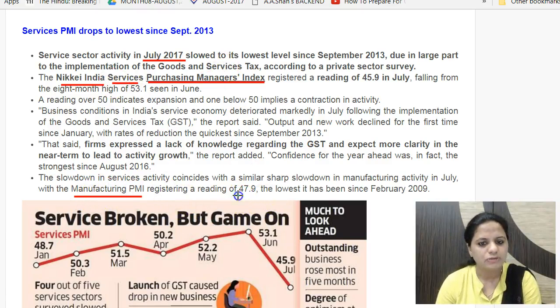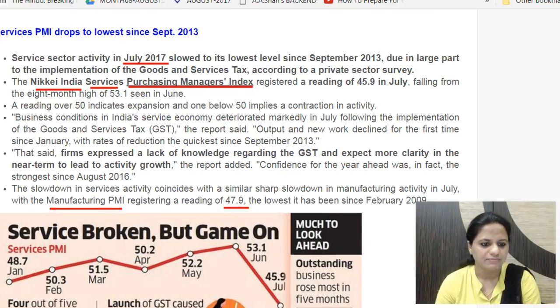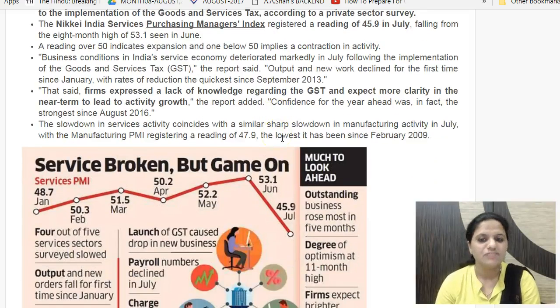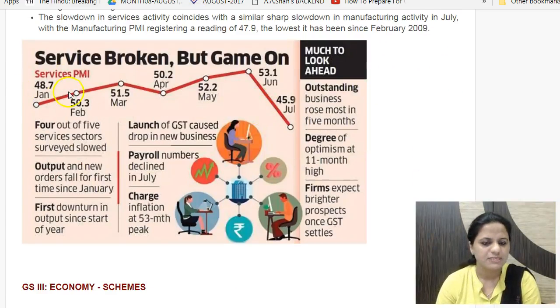The manufacturing figure was 47.9 for July, and for the services sector it is 45.9 for the month of July. This is the lowest level since September 2013, and as we have already seen, a reading below 50 means contraction in the economy, and above 50 means expansion. The reason for this is said to be the implementation of GST. Lack of clarity and knowledge regarding GST has resulted in economic activity contracting in both the manufacturing and services sectors, and it is expected that in the coming months this would catch up. This is the services PMI for the year 2017 shown from January to July.